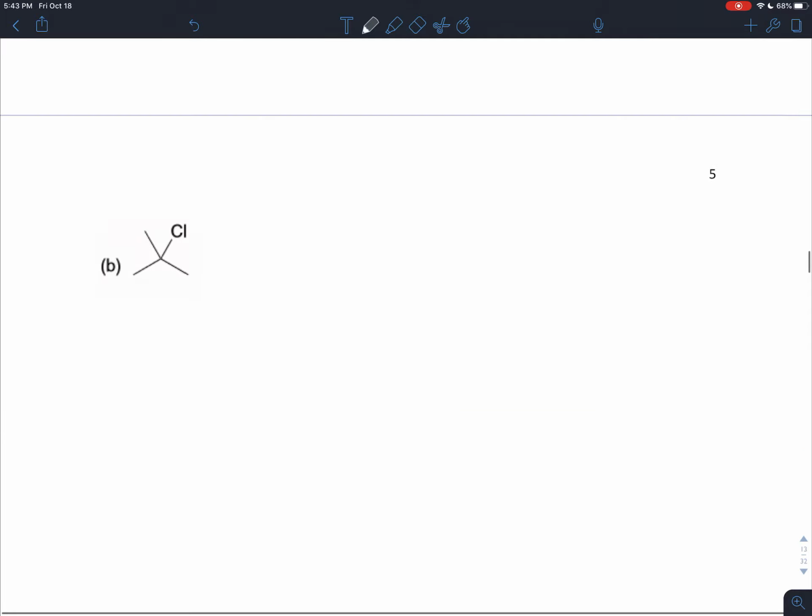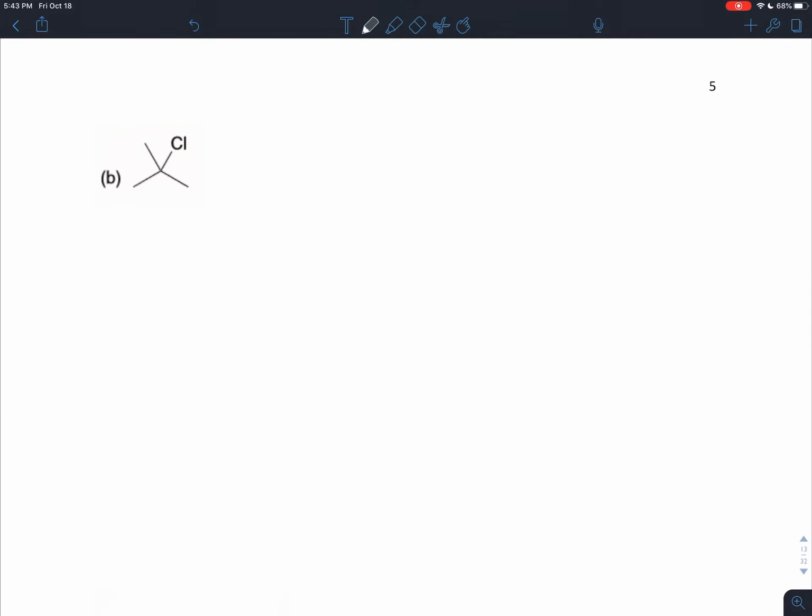Okay, so what would Friedel-Crafts alkylation look like if this were your carbon chain? Well, in this case, you would react this with aluminum trichloride.